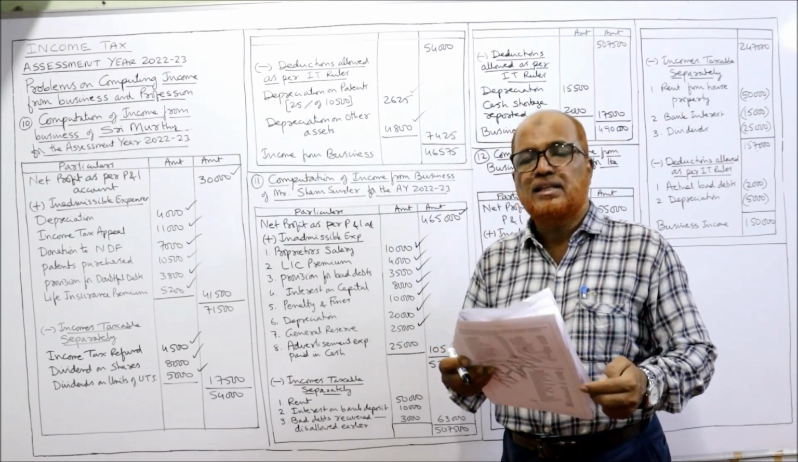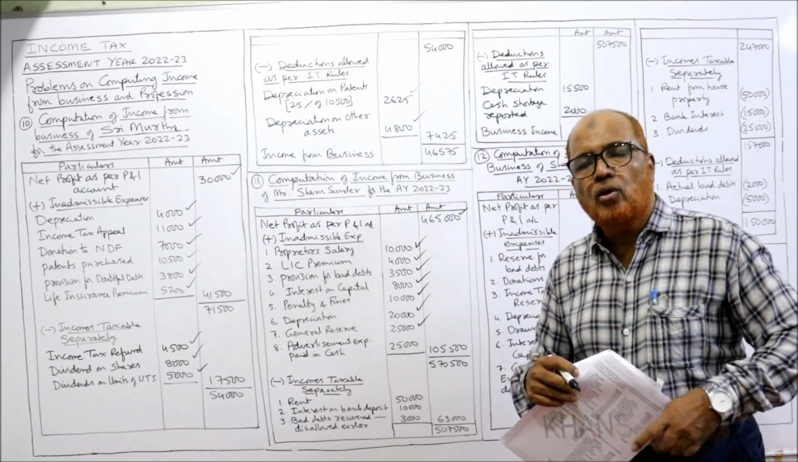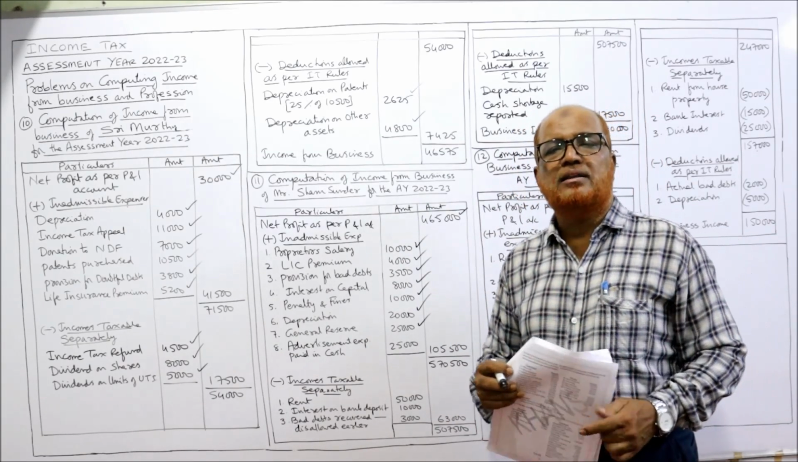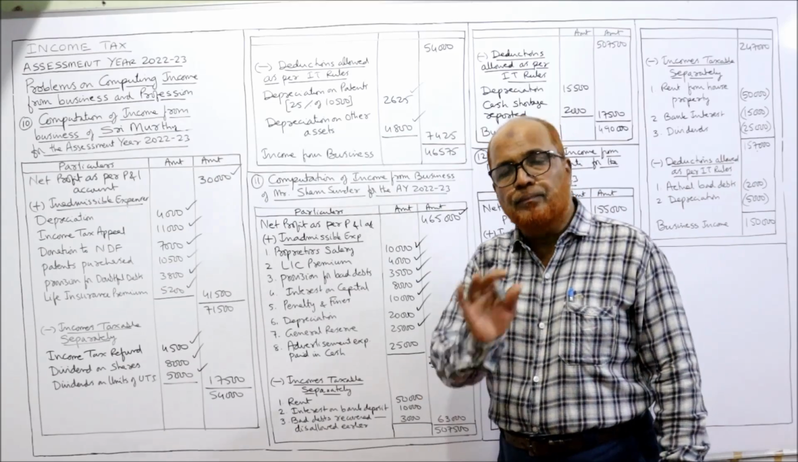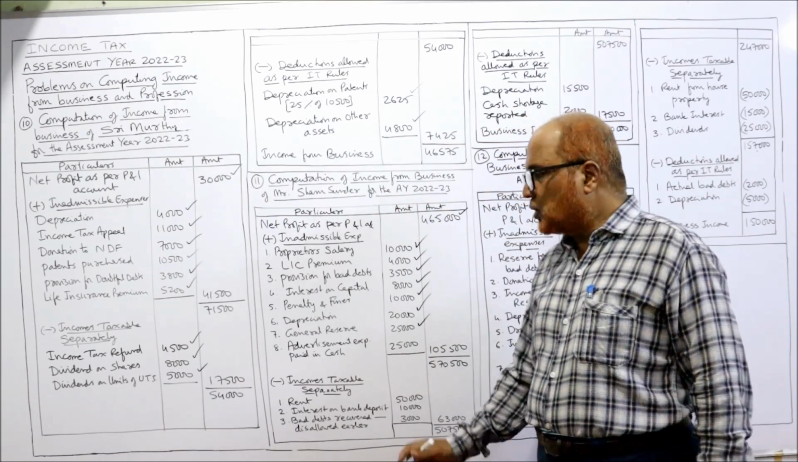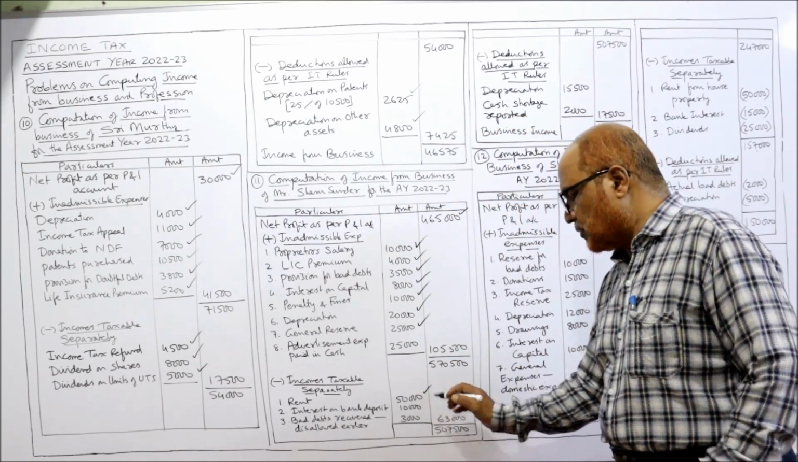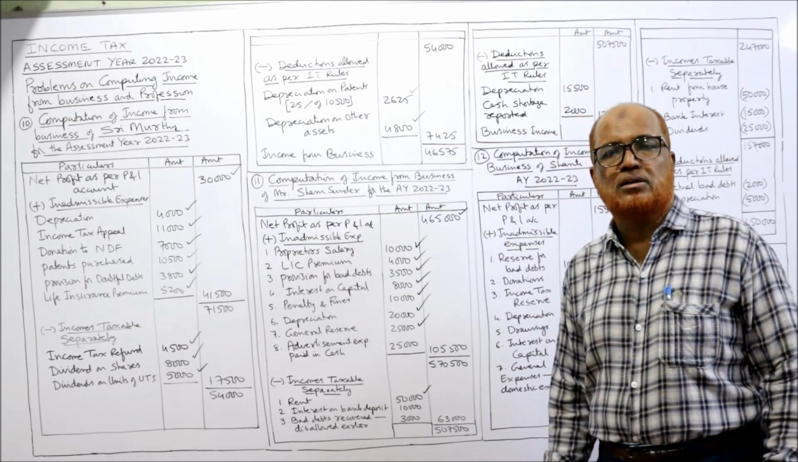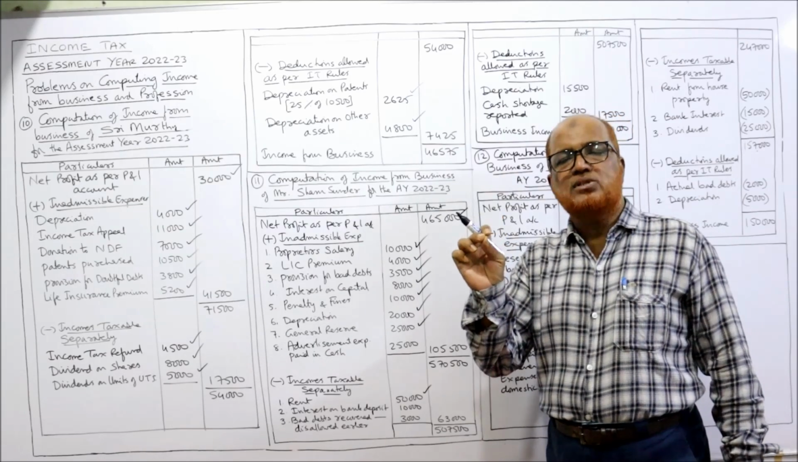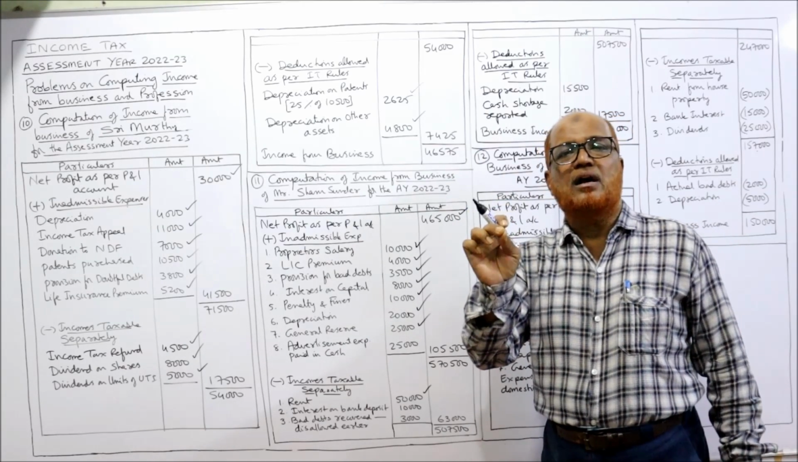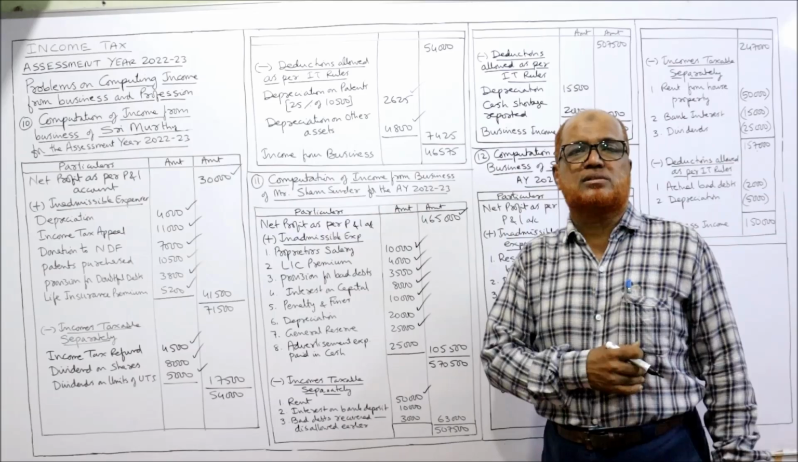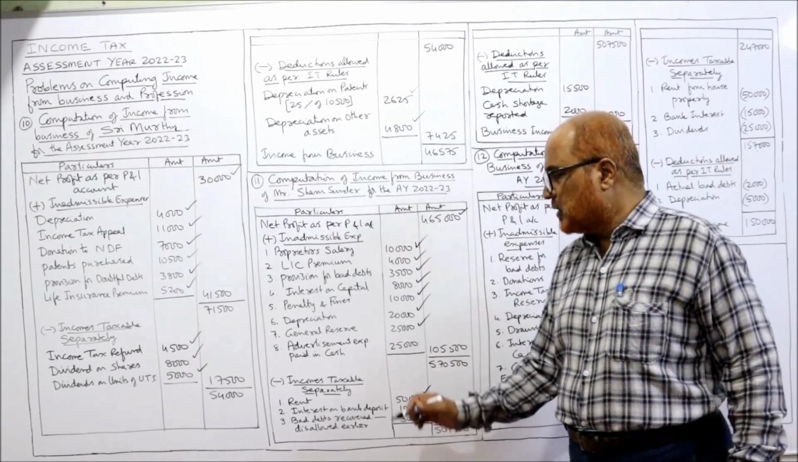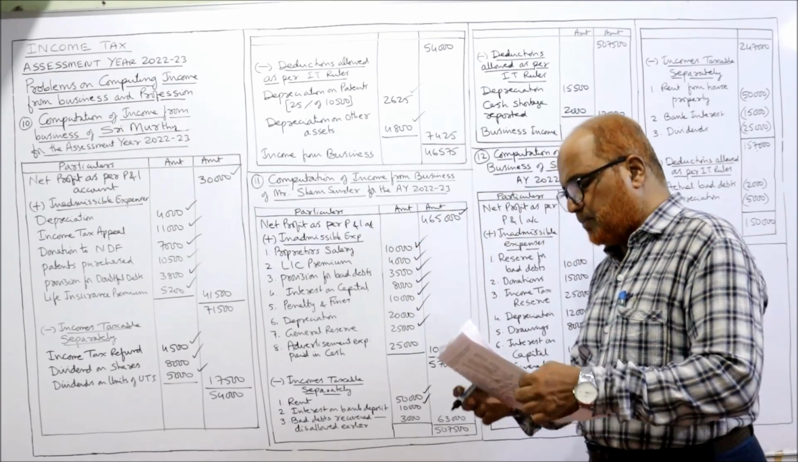So gross profit, then rent is given. We know rent is taxable under the head income from house property, not business income. So deduct rent, 50,000. After rent, interest on bank deposit. Interest on bank deposit is taxable under income from other sources, not a business income. So deduct interest on bank deposit.